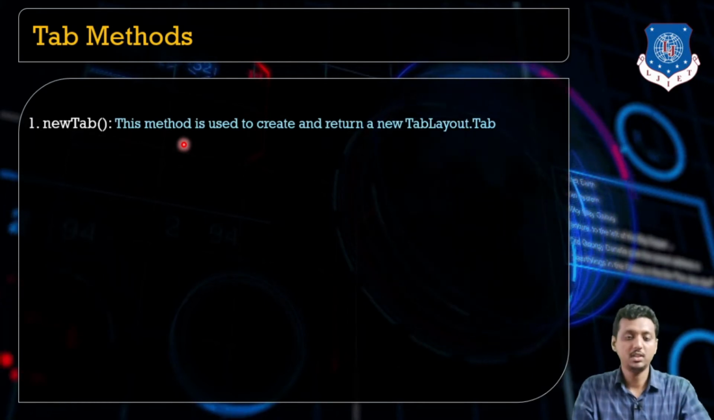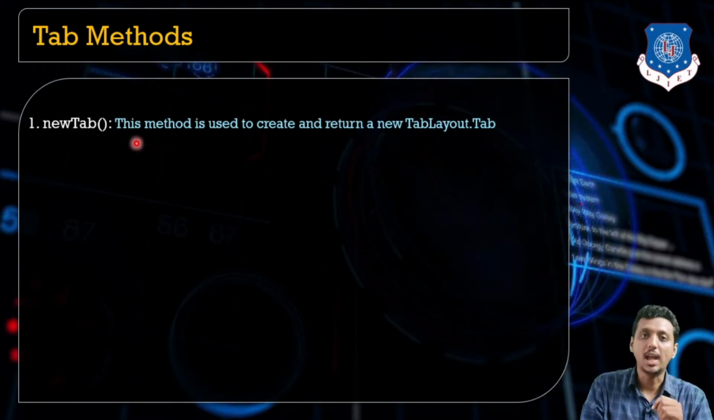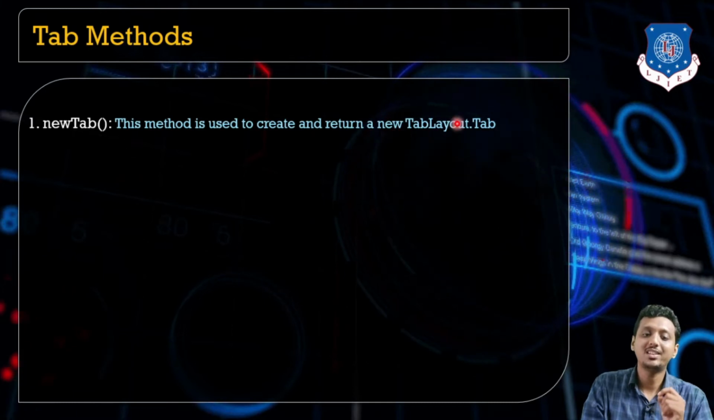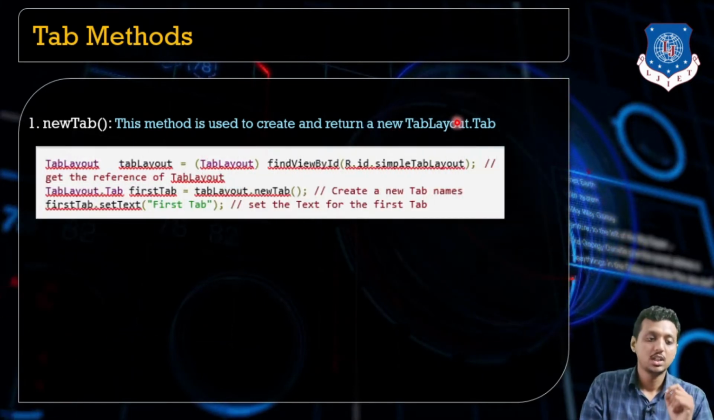Fine. Now next, there are various methods of the TabLayout. Let me show them one by one. So the very first method, students, is newTab. This method is used to create and return a new tab. So this is how it works.